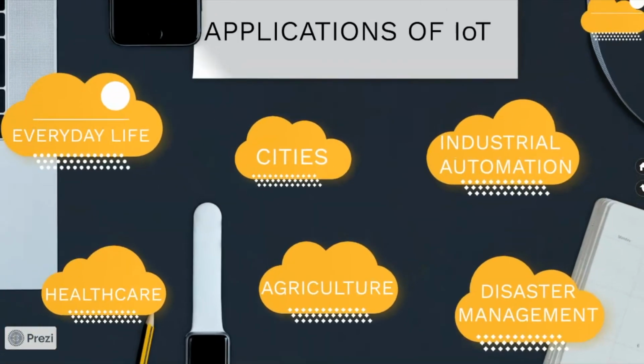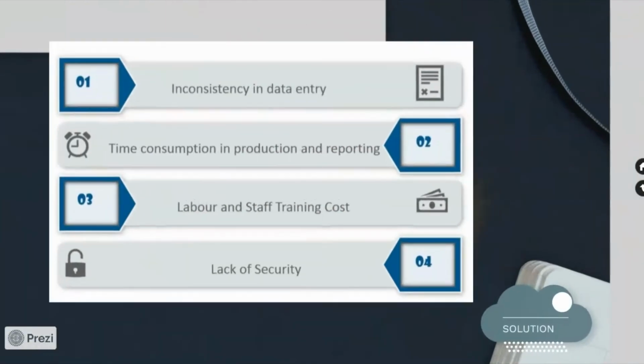Another domain where IoT could prove to be a game changer is one of those fields where both faster developments as well as the quality of products are the critical factors for a higher return on investment: the industrial automation sector. But there are still a few problems that need to be addressed in this sector: inconsistent data entry, time consumption, training costs, security, and even more.